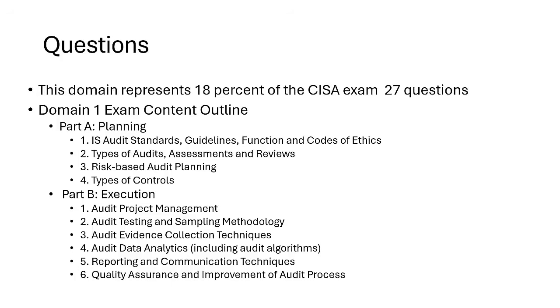So domain 1 represents 18% of the CISA exam. It means you can expect 27 questions from domain 1. And when you say 18% of the entire content will be testable in the exam from this domain, it means 27 questions. It is not necessary that there will be direct questions. Okay, so a question can start from domain 5, and the answer is from domain 1.